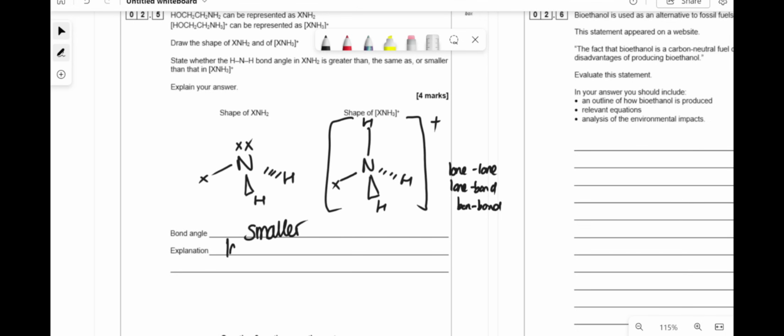The reason is because lone pairs repel more than bonding pairs. And if you think about it, this is 3 bonding pairs, 1 lone pair. So this is going to be trigonal pyramidal. The angle is 107 degrees. Whereas in this, you've got 4 bonding pairs, 0 lone pairs. So this is going to be tetrahedral, and the angle is 109.5 degrees.